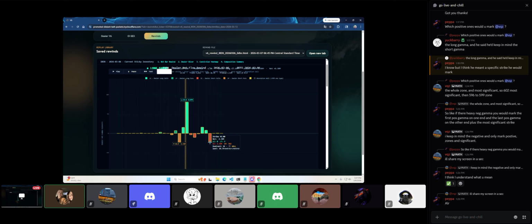Gamma came into play, and this whole day, people were just farming this wall.